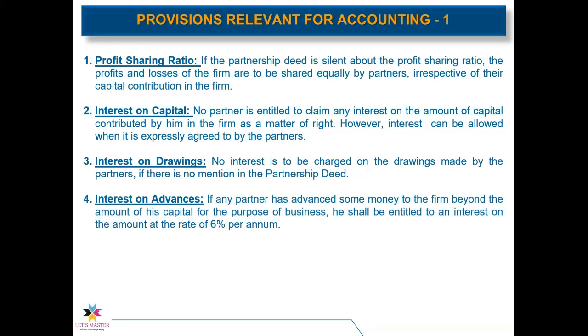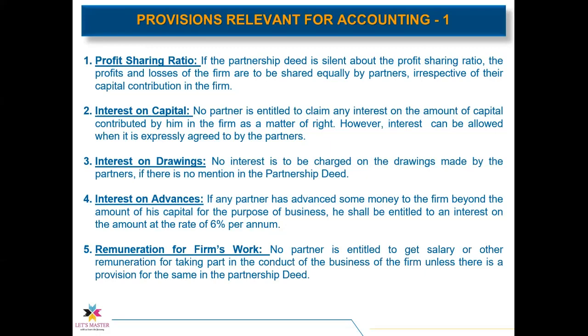Interest on advances. If a partner gives a certain amount to the partnership firm as a loan, then even though there is no partnership deed, or the partnership deed is silent about interest on a loan by a partner to the partnership firm, the partner is still entitled to get interest on the loan amount at the rate of 6% per annum.